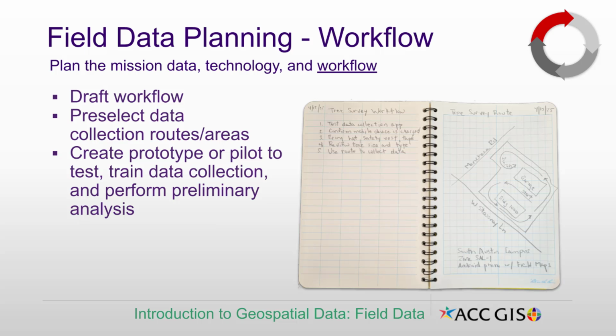Once you know your workflow in general, you also need to pre-select your data collection routes and areas. Again, back in my logbook, if you look at the right side, you can see that I'm collecting tree survey data at the South Austin campus. I've sketched out the location, the intersection of Menchaca and West Stastny Lane, but also the general location of the buildings and the area of interest, and then my flow that I'm going to walk around the campus to collect all the buildings.